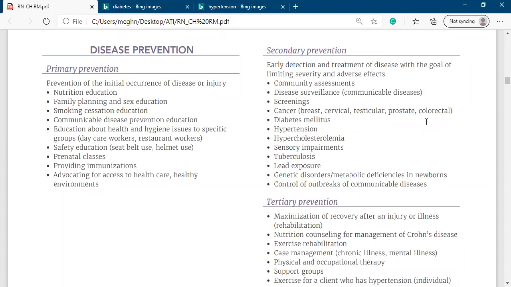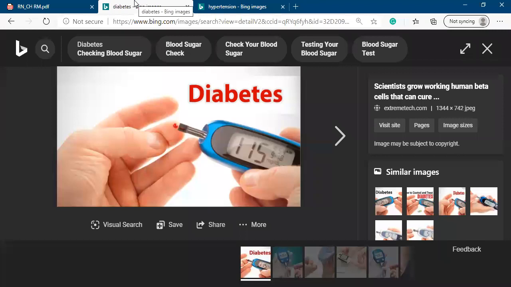For secondary prevention, always keep in mind: early recognition of the disease. When you recognize the disease, then we try to prevent its progress, right? So early detection, testing, or screening is secondary prevention. Imagine your patient has a chance of being diabetic. So diabetic screening is secondary prevention.